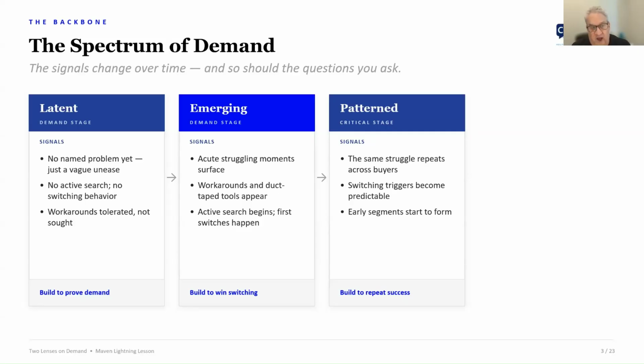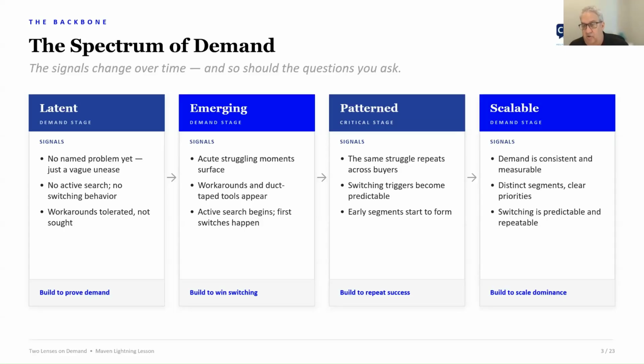We're starting to identify motivations and reasons for switching, for firing their old way of doing things, hiring a new way of doing things. And we're starting to figure out different patterns in terms of why certain segments are buying or hiring our solutions and why others aren't. To then what I would call the scalable stage, where that demand becomes much more consistent and measurable. There are very distinct segments and patterns. Switching becomes more predictable and repeatable and so forth.